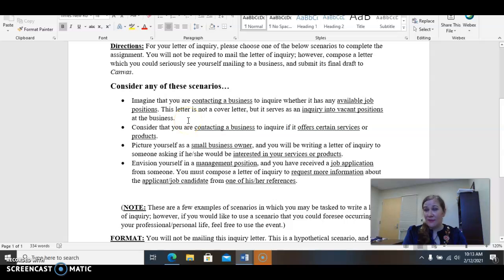So these are some scenarios that you could choose for writing your letter of inquiry. Let's just imagine that you are contacting a business because you want to inquire if that business has any available job positions, okay? Now, this is not a cover letter. We're going to be writing a cover letter later this semester. This is you just touching base for the first time and contacting that business, just to see if they have any open positions. Also, this is your chance to introduce yourself and also show how you're qualified for this particular position.